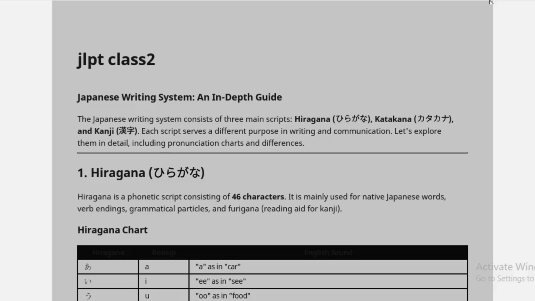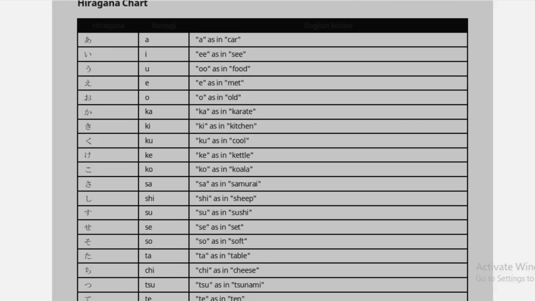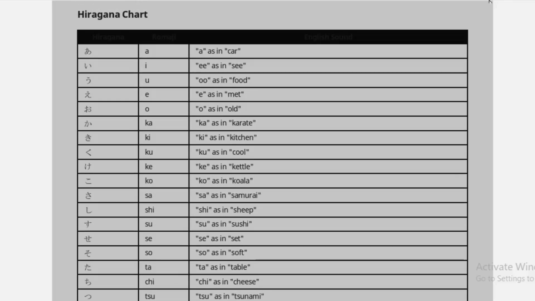So let's get started. What are the hiragana sounds? As I already told you, in hiragana we have 46 characters which have different sounds. So let's see the characters. This is the hiragana chart.